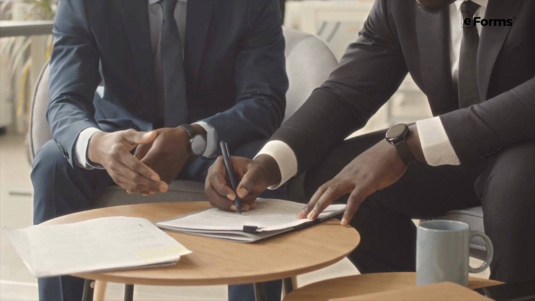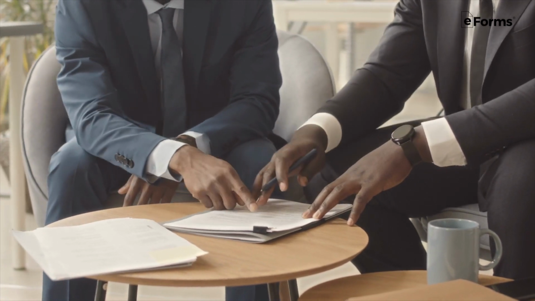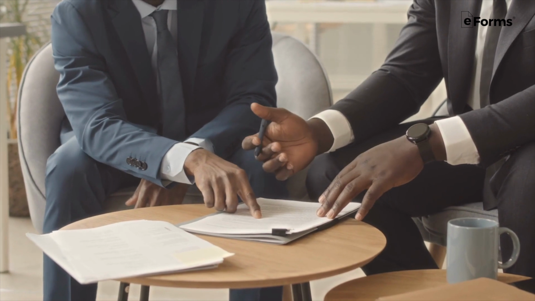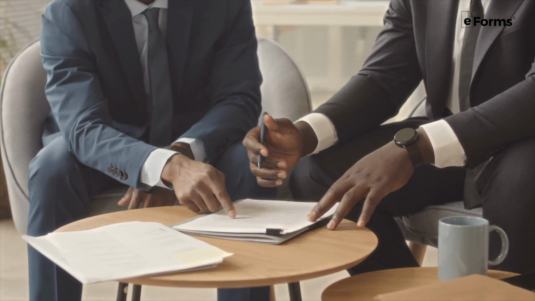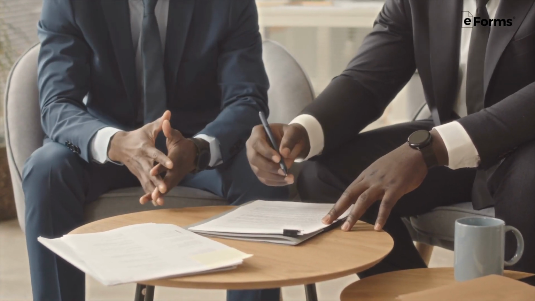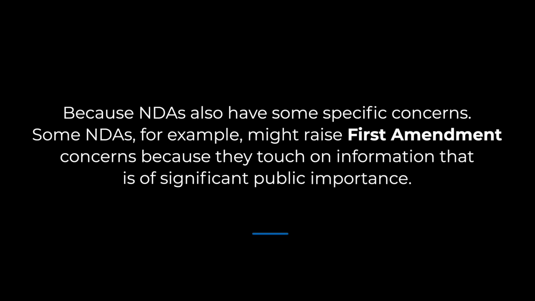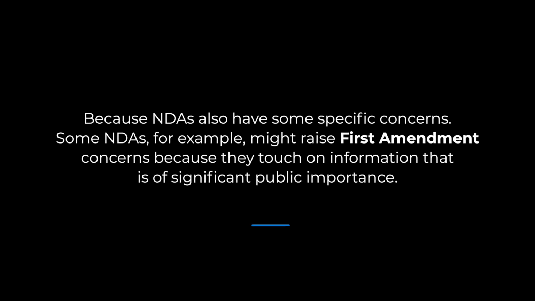Now that you understand how NDAs are enforced, let's step back and take a look at the issues that might make one unenforceable. Because NDAs are contracts and face the same types of requirements, an NDA that is signed under duress, for example, will not be enforceable, nor will one that was signed through deception or by mistake. But because NDAs also have some specific concerns, some NDAs, for example, might raise First Amendment concerns because they touch on information that is of significant public importance. In this case, a judge may weigh the interest protected by enforcement against the free speech concerns.